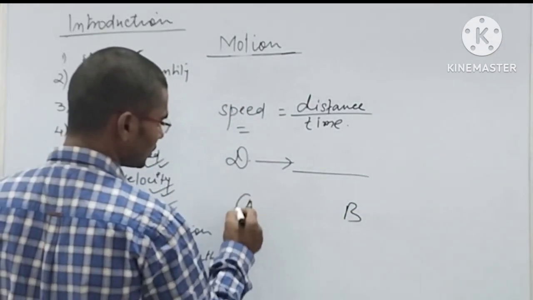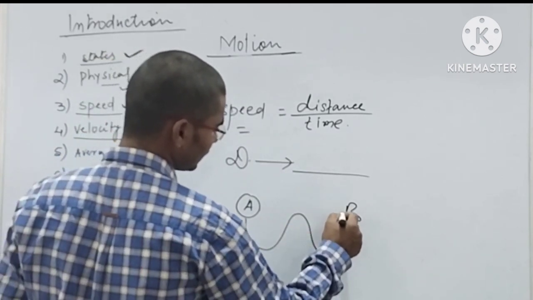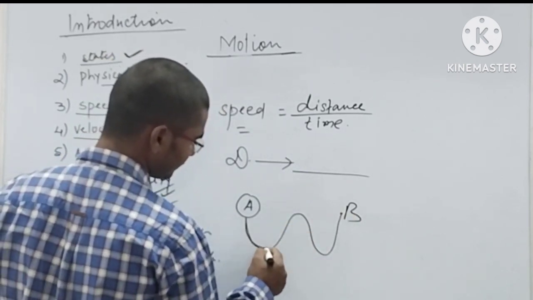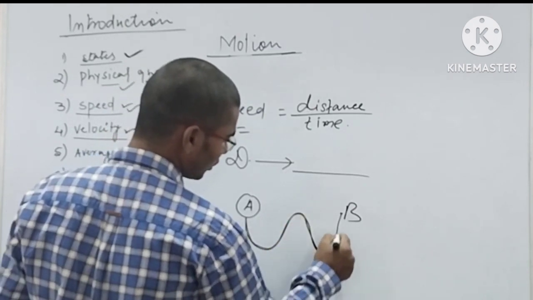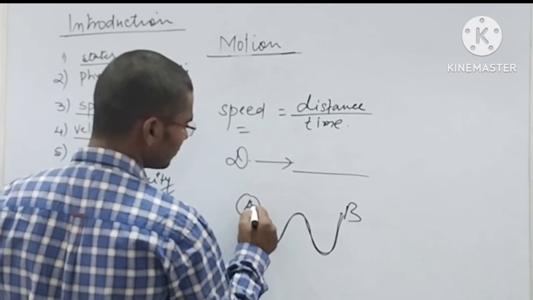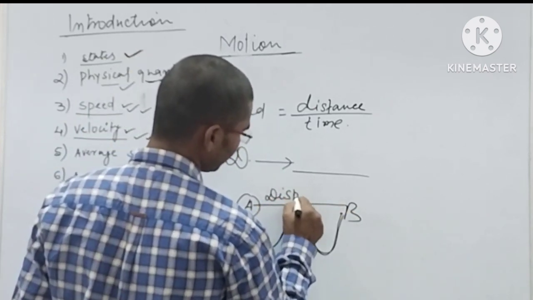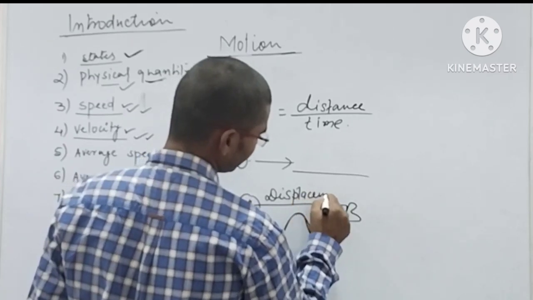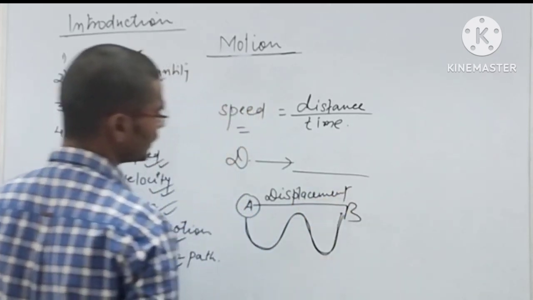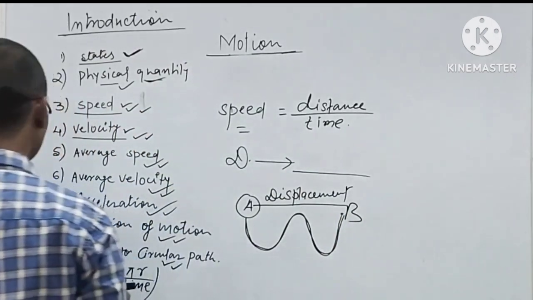Suppose a person goes from position A to position B like this. This is the total path. The total path covered is called distance, and displacement is the shortest distance. The shortest distance covered is called displacement.